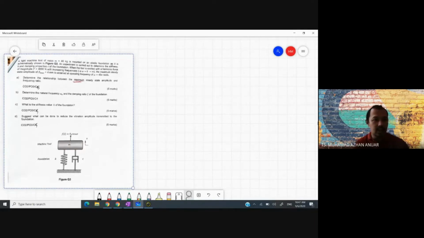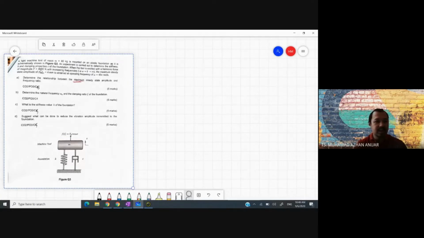Okay, so let's say we have a light machine tool of mass m, 80 kilograms. The block mass of the machine is 80 kilograms, mounted on an elastic foundation, K and C, as schematically shown in figure question 3. So this is the schematic diagram of the system. An experiment is carried out to determine the stiffness K and damping property C of the foundation, when the tool is excited with a harmonic force of magnitude F equal to 4,000 Newton.